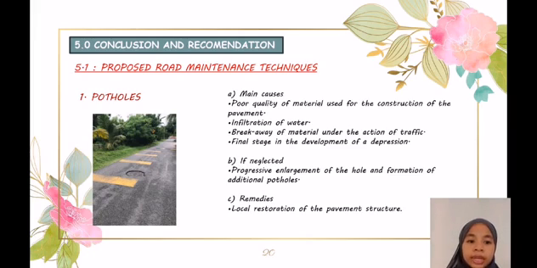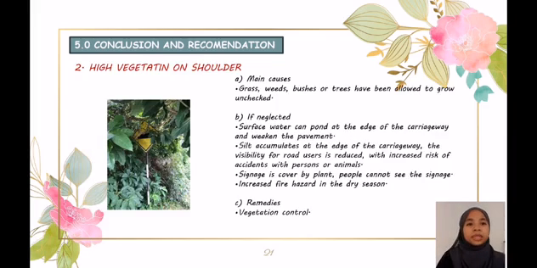B, if neglected, progressive enlargement of the hole and formation of additional potholes. And C, local restoration of the pavement structure. Number 2 is high vegetation on the shoulder.